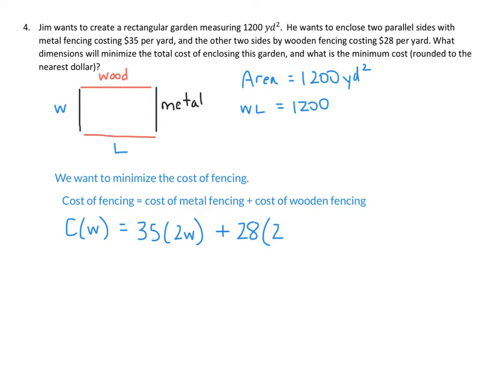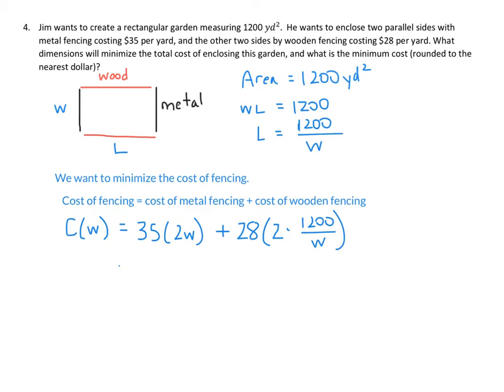Instead of writing L, I want to write this in terms of W. So going back to the equation up top, where we have WL equals 1,200, let's solve this for L. L is equal to 1,200 divided by W. So now this allows us to express length in terms of W. In my cost function, instead of writing 2 times L, I'll write 2 times 1,200 divided by W. So now I've written my cost function in terms of just W.